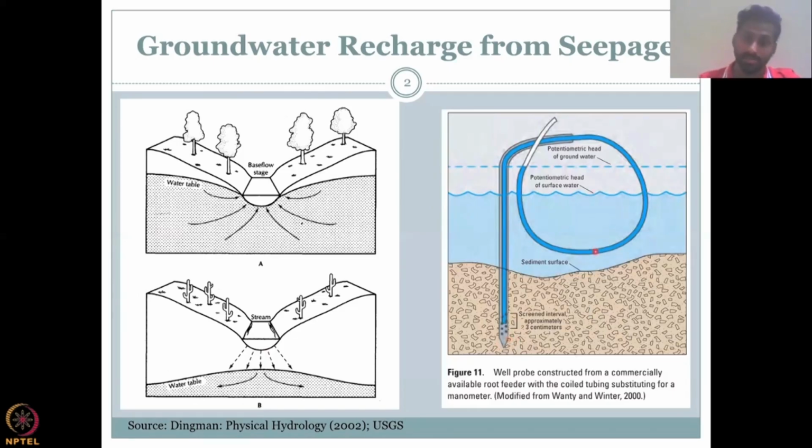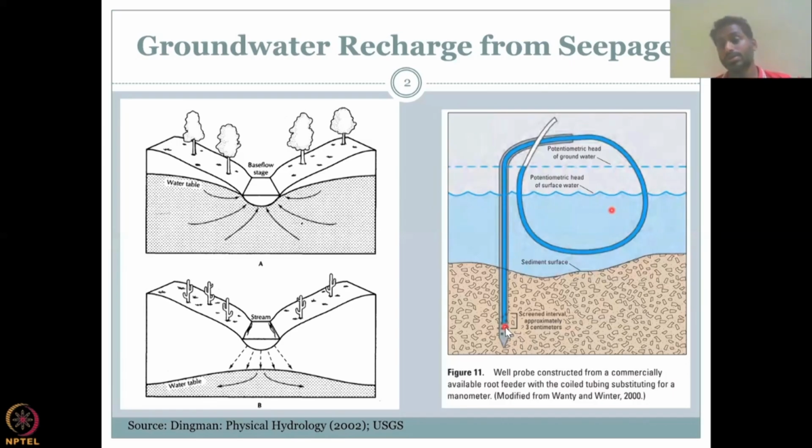In this example, your potentiometric surface or the groundwater head is at a higher elevation compared to the surface. Because of the potential difference, because water wants to flow from high to low potential, water would seep in from groundwater and then come out and join your surface water. This can be monitored through the pipe here, and the pipe has some meters which actually monitor how fast water is seeping through.